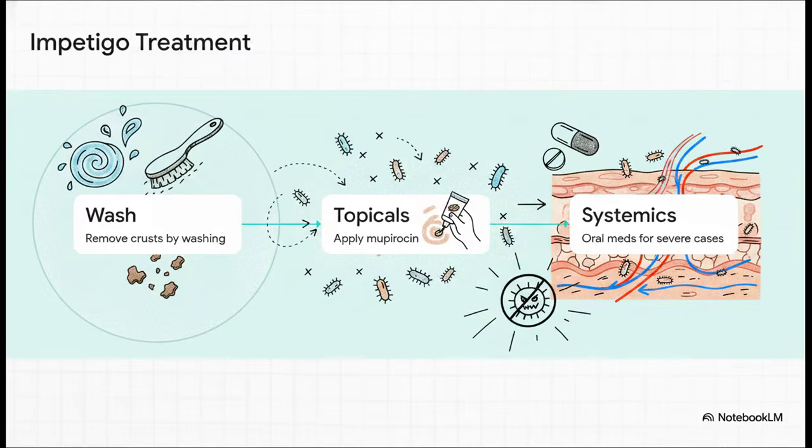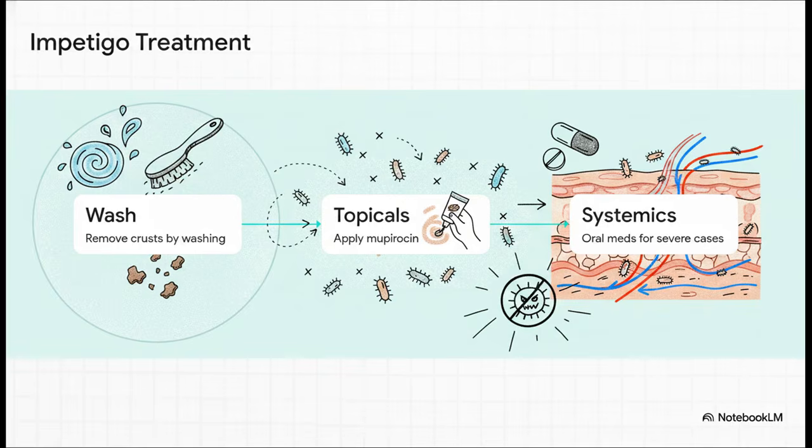So, how do we fix it? Treating this surface invader is pretty straightforward and follows a very logical 1-2 punch of clearing the debris and attacking the bacteria. Step 1 is simply physically removing the crusts with some gentle washing. You have to clear the battlefield. Otherwise, your treatments can't actually penetrate the skin. Step 2 is going in with topical antibiotics, specifically mupirocin or fusidic acid, which are perfect for targeting both staph and strep.